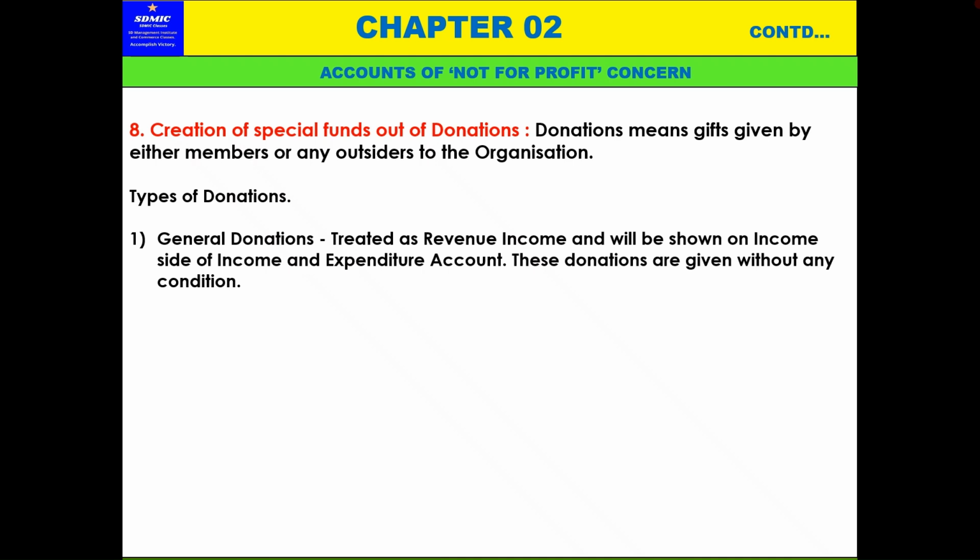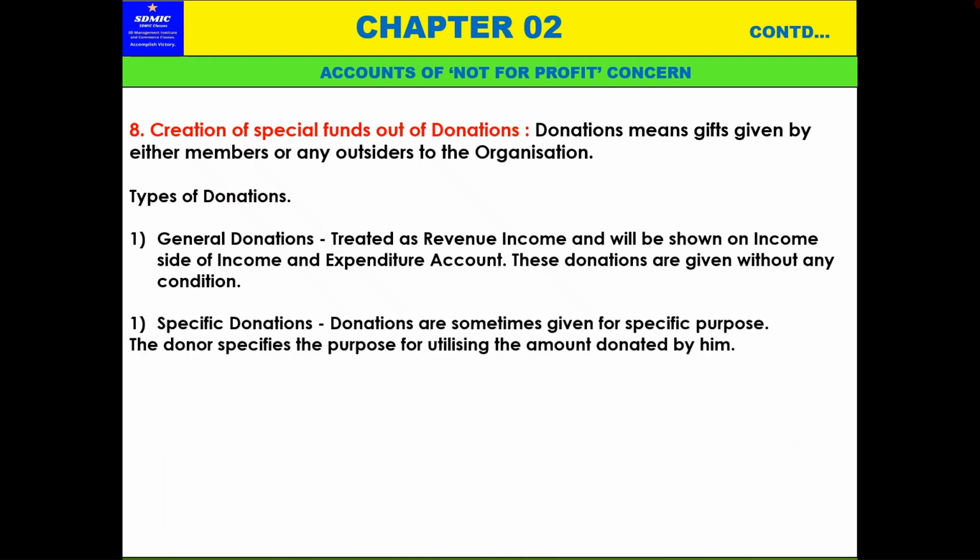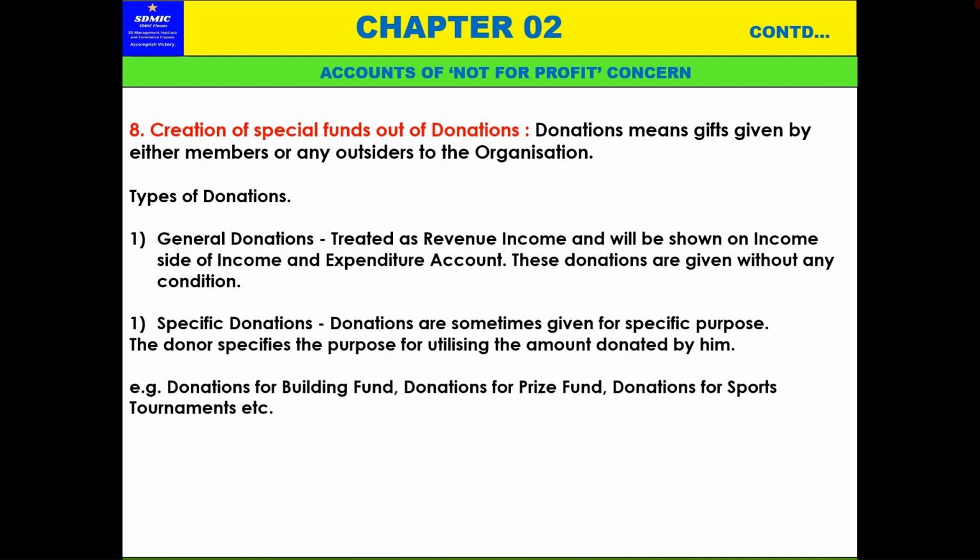It can be treated as any type of activity, since it's not specified. They can give medicines, medical aid, organize sports events, or give food or clothes to poor people. Whatever it is, it can be used, because it is not specified. If it is not specified, it is called a general donation. And specific donations are sometimes given for a specific purpose. As I just told, if the donor specifies the purpose of utilizing the amount donated by him, then in that case that should be used for that particular purpose only.